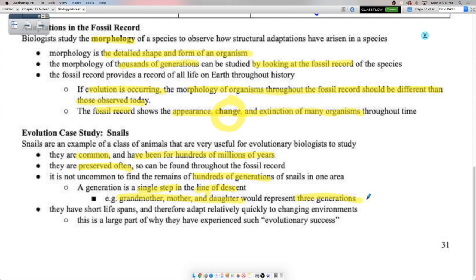Another reason snails are great, they have pretty short lifespans and therefore they can adapt relatively quickly. We'll talk more about why in the next topic video, but just reinforcing the idea that snails are a really good way to study this, okay? This is why snails have been around so long. Snails have been around since the Cambrian, right? So basically since the first time that complex life appeared, we've had snails, and they're still here, tons of them. So they've experienced what we call evolutionary success.